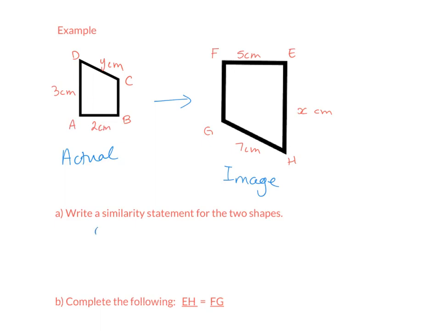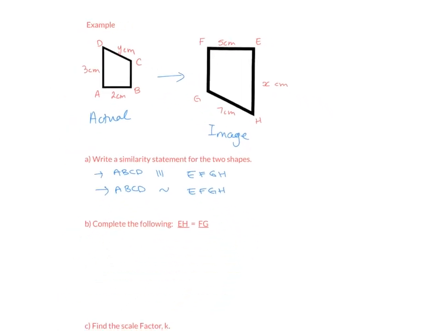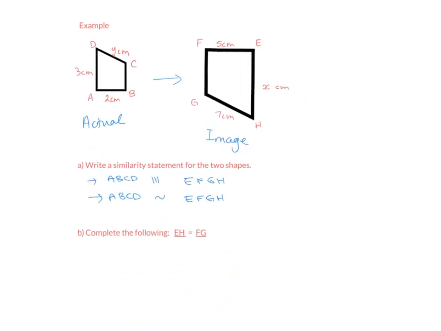Now I could write down ABCD similar to EFGH. That's one way of writing this down. The second way could be ABCD similar to EFGH. Both are acceptable.